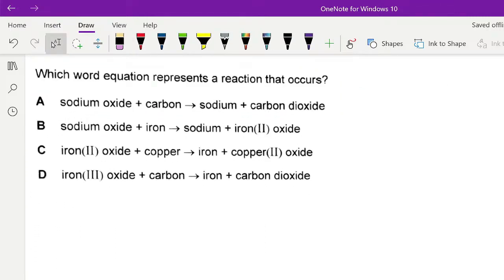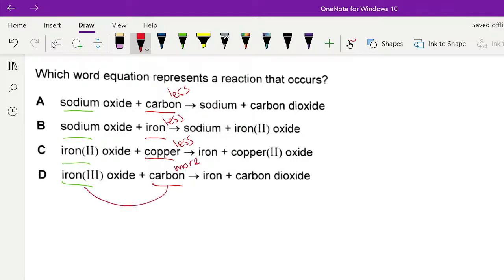Which word equation represents a reaction that occurs? So you have to take a look at the elements. If the elements are more reactive than the metals in the compound, then it can displace. All right, so this is less reactive, this is less reactive, copper is less reactive, but carbon is more reactive than iron, so this reaction will happen.